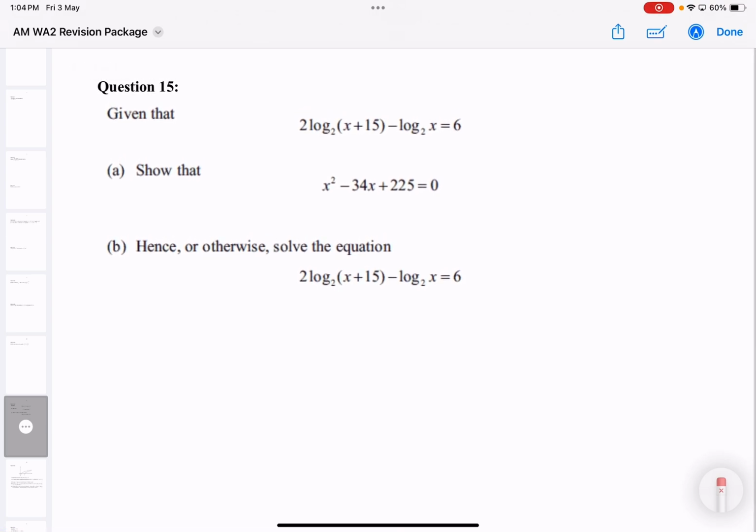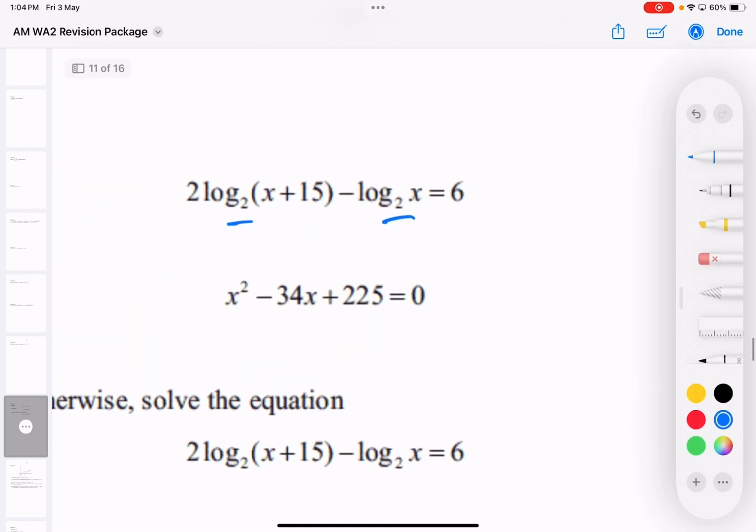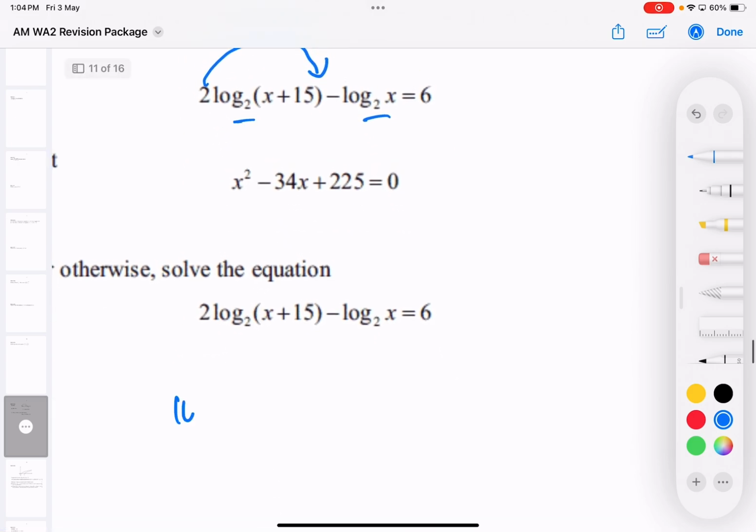This one, I have the same base. Can you guys see that? I have the same base, log 2. The first thing I may want to try is to bring up this 2. Alright, so I'm going to get log base 2 of (x plus 15) squared minus log base 2 of x equals 6.